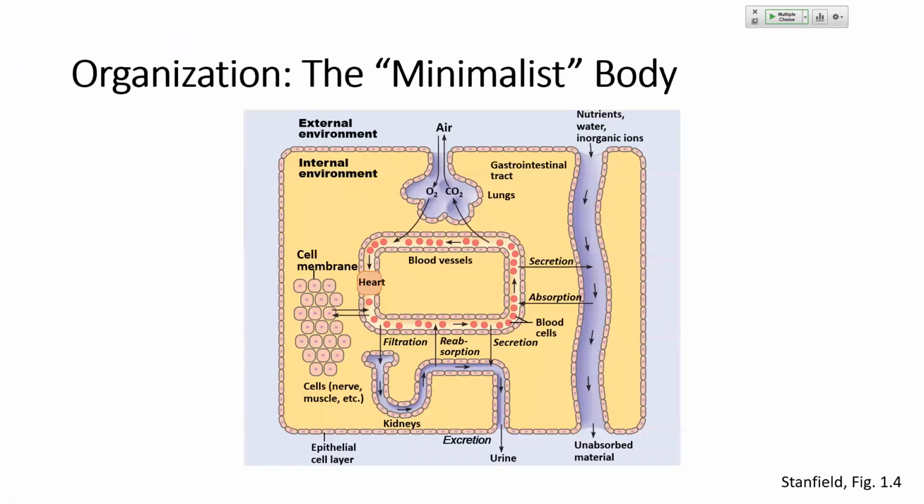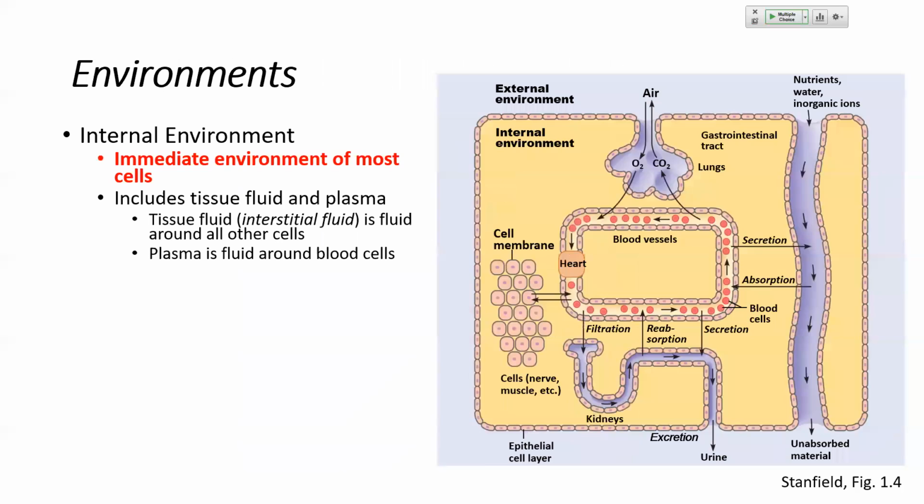Okay, so we're going to start off with this minimalist representation of the human body. And when we say minimalist, we mean that this is not what the body actually looks like, right? There aren't any arms or legs. We can't really see a brain here. But this is a really good schematic representation of the various compartments of the body and the various interactions with the external environment, okay? So if you look closer, there are two distinct environments here.